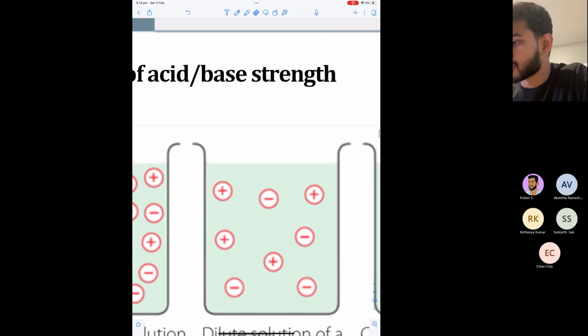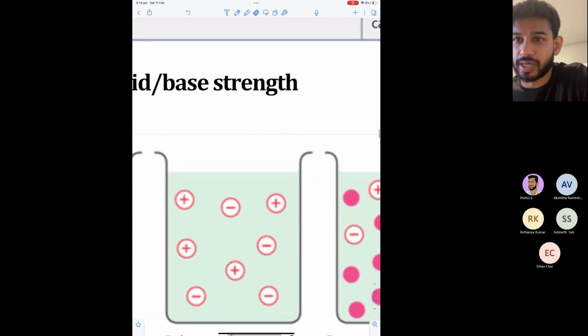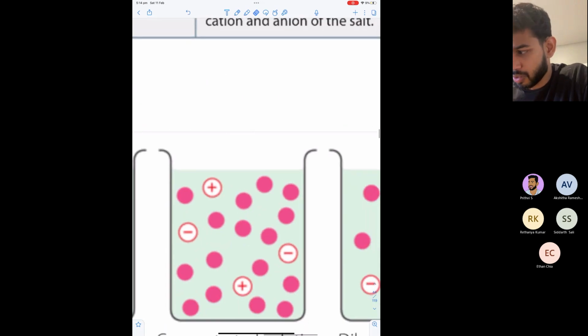Good. Next diagram, Ethan. Concentrated or dilute? Dilute. Good. Strong or weak? Strong, because there's no unionized molecules. Good. Sid, your turn.